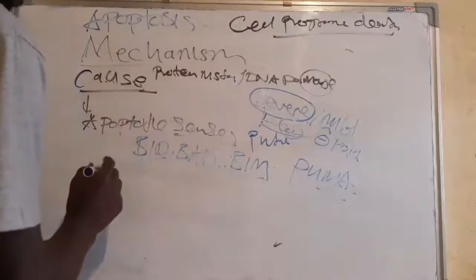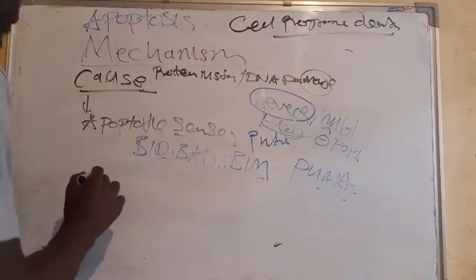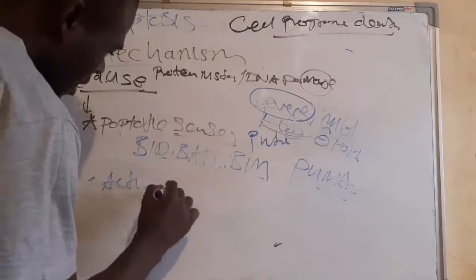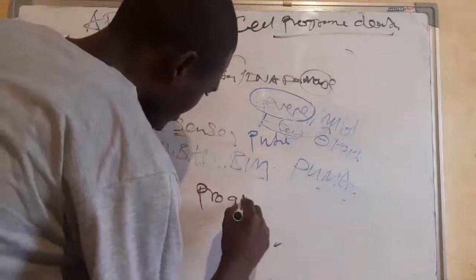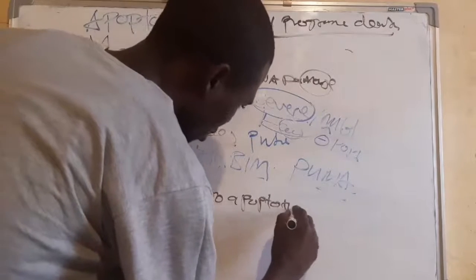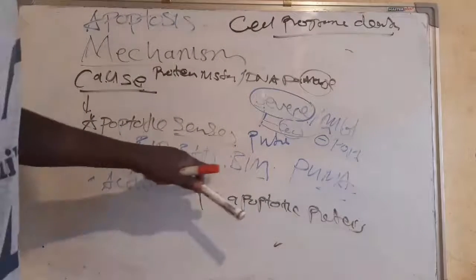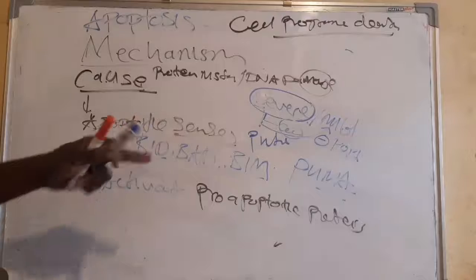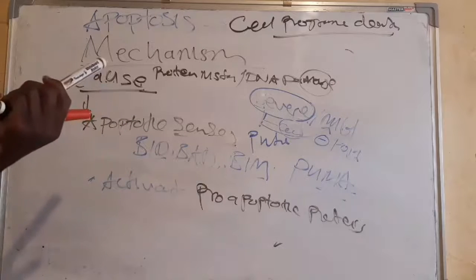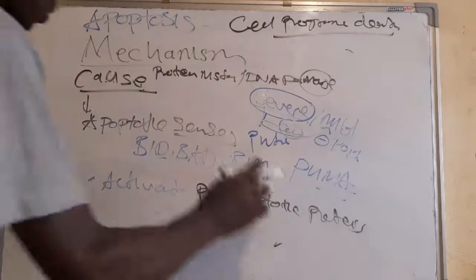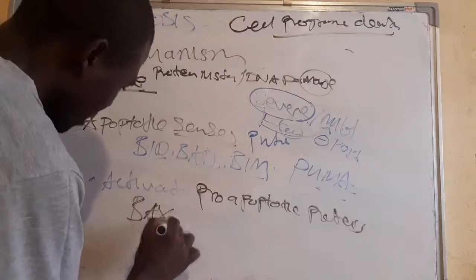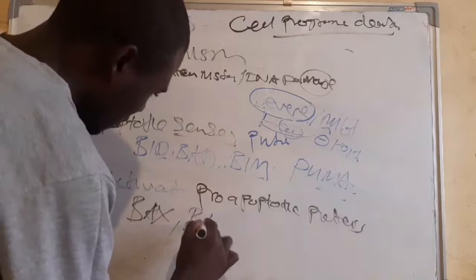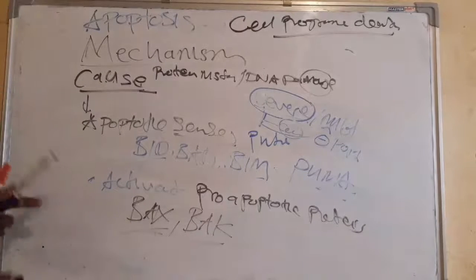When it is severe, what does it do? It activates the pro-apoptotic proteins. So when the injury is severe, these apoptotic sensors activate the pro-apoptotic proteins. What are examples of these pro-apoptotic proteins? BAX and BAK. Okay, these are examples.